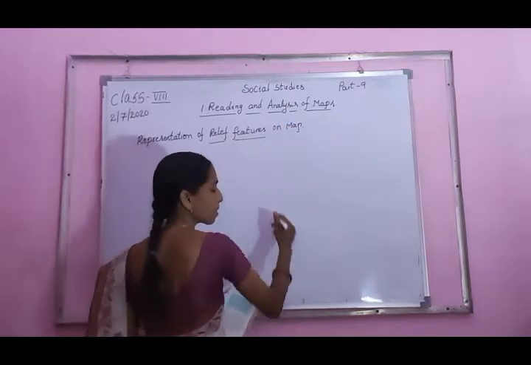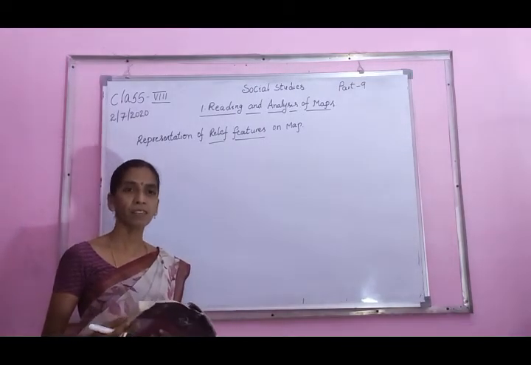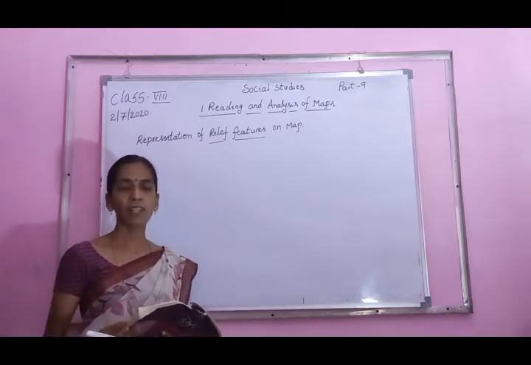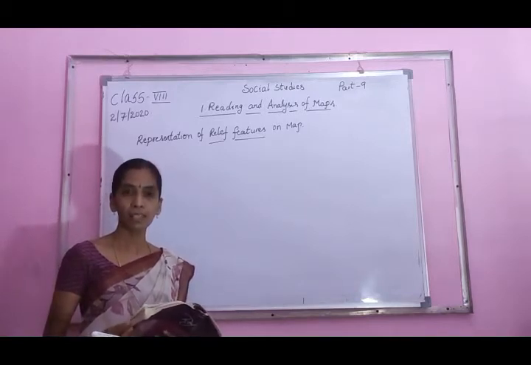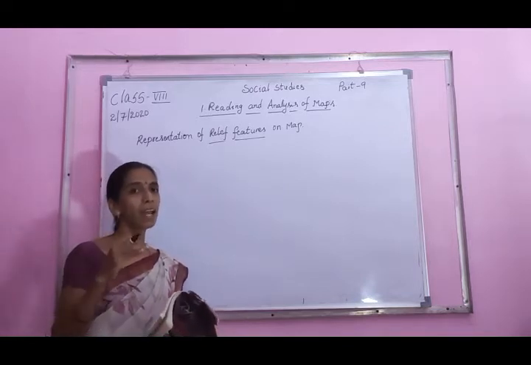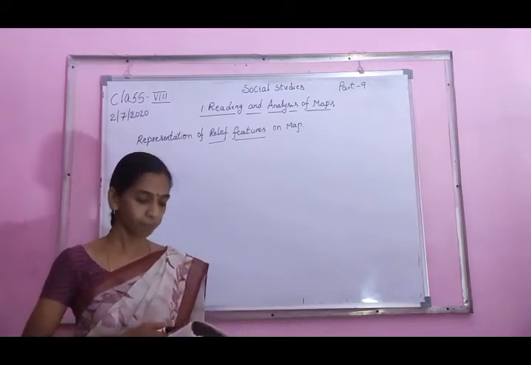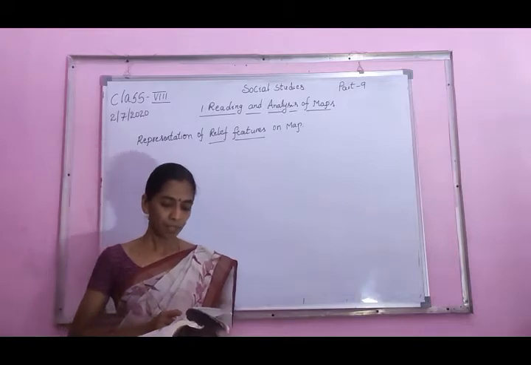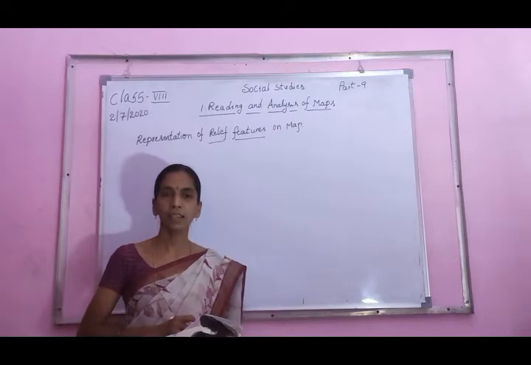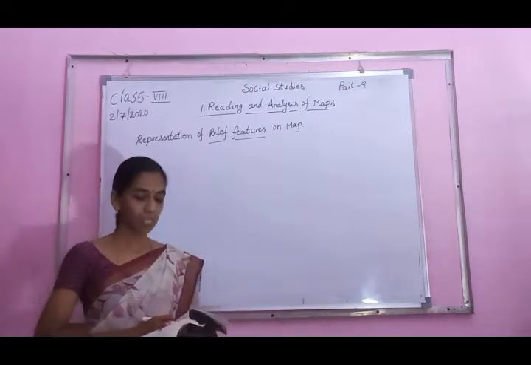Relief features means, as you already know, landforms. On the earth's surface, different types of landforms are there, I mean mountains, valleys, deserts, forests. Some are high, some are low. Now look in your textbook, page number 12. Relief features means the high and low places on the surface of the earth.